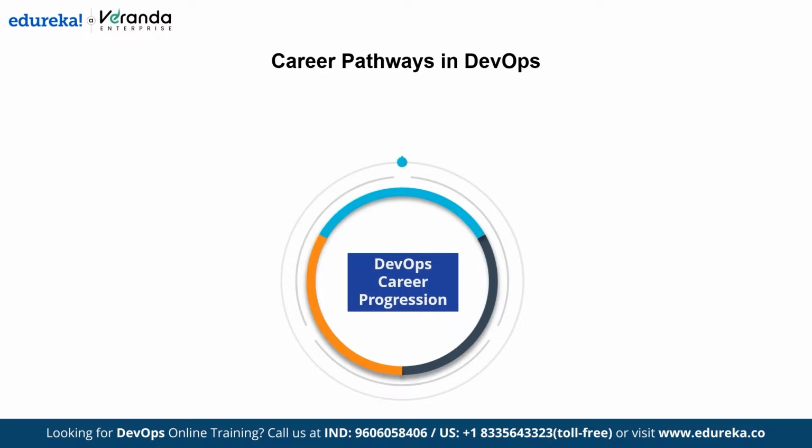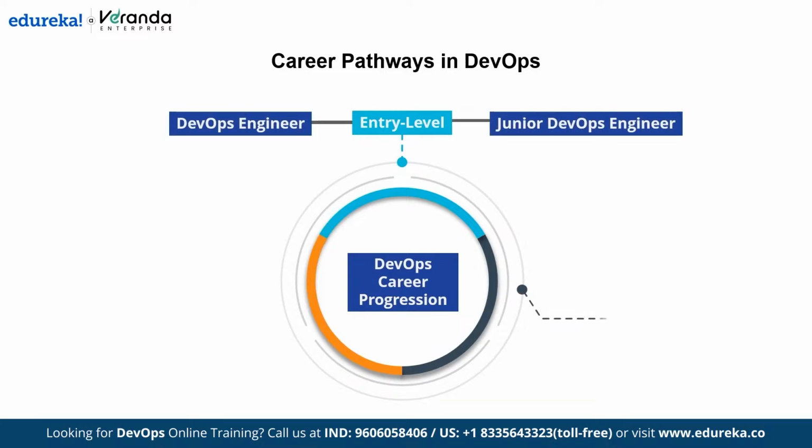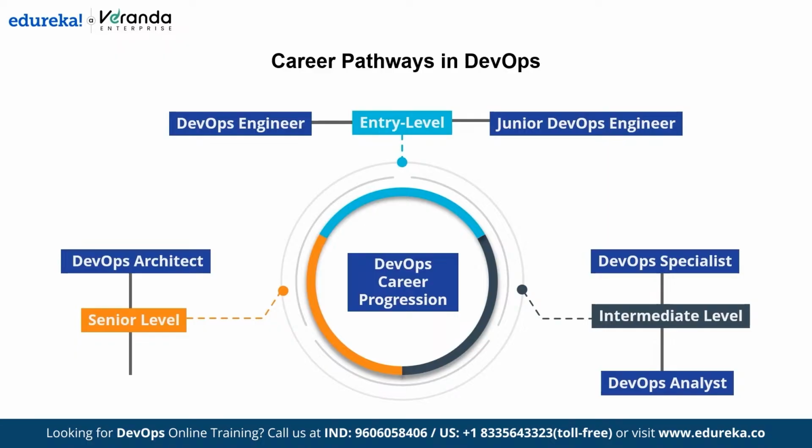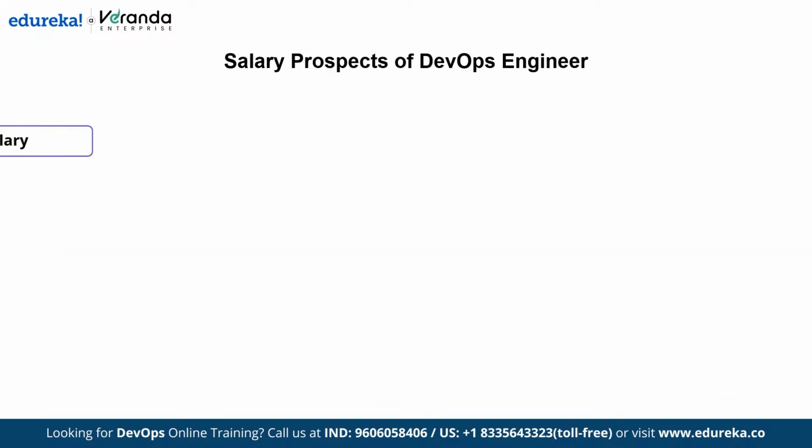We have 3 levels. The first level is the entry level, then the intermediate level, and the last is the senior level. In the entry level, we have roles like DevOps engineer, junior DevOps engineer. And in the intermediate level, we have DevOps specialist and DevOps analyst. Last, in the senior level, we have DevOps architect and then the DevOps lead. Now let's see the salary prospects of a DevOps engineer.